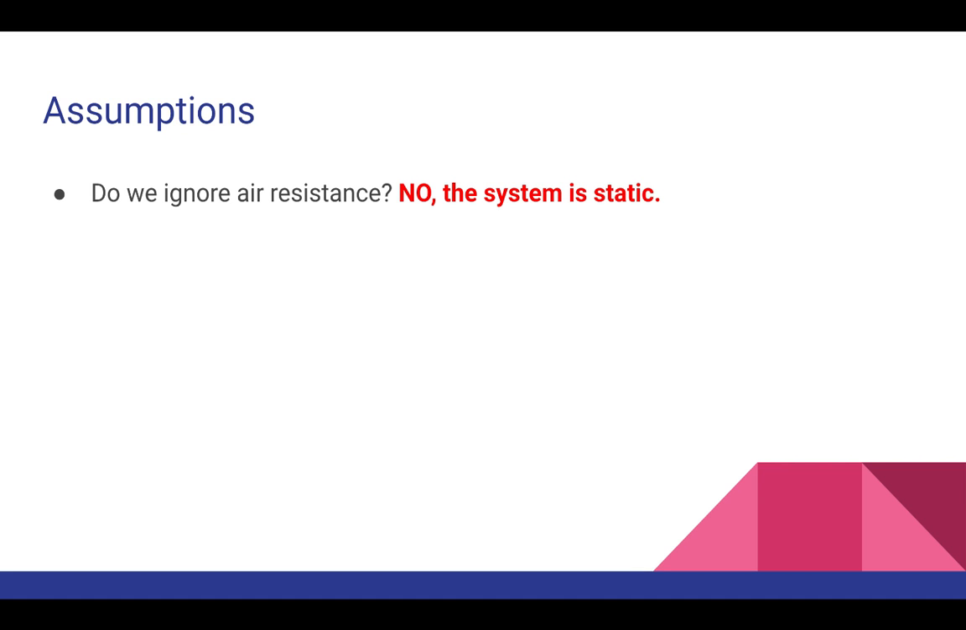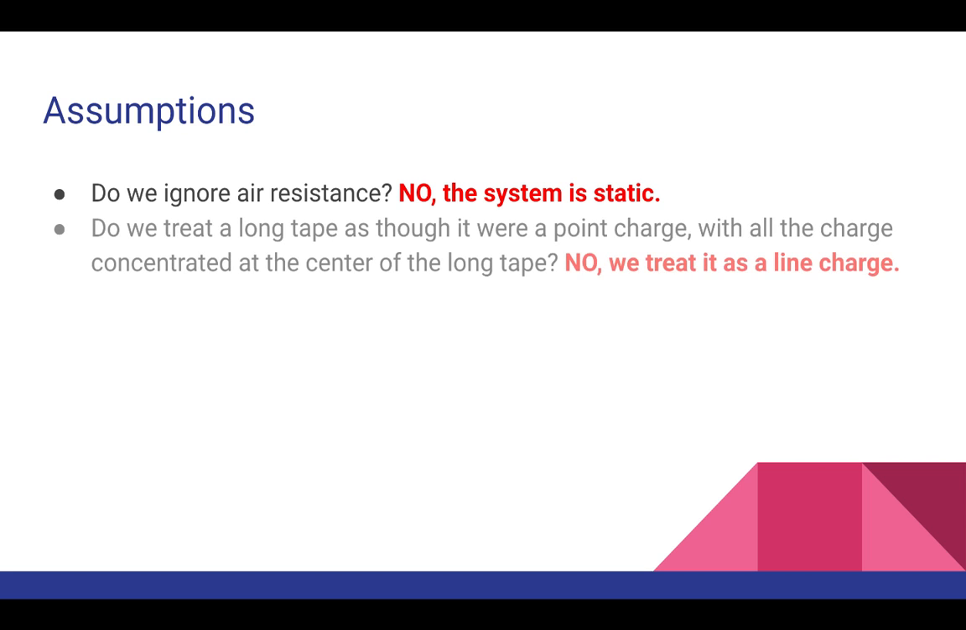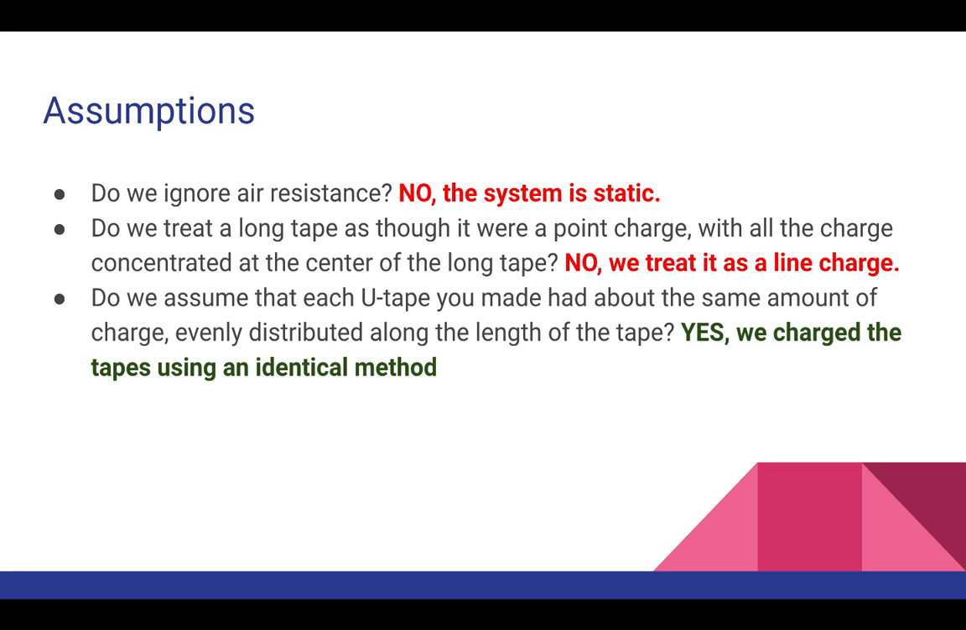Some assumptions we have: do we ignore air resistance? No, the system is static. Do we treat a long tape as though it were a point charge with all the charge concentrated at the center of the long tape? No, we treat it as a line charge. Do we assume that each U-tape you made had about the same charge? Yes. Basically, since we charge the tapes using an identical method, we're just going to assume that they have the same charge.